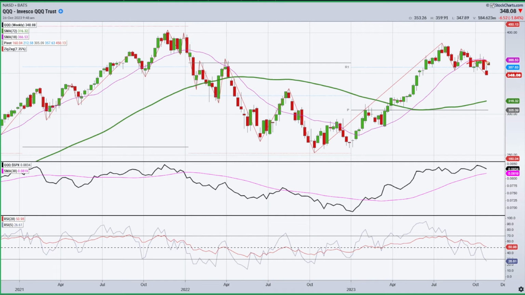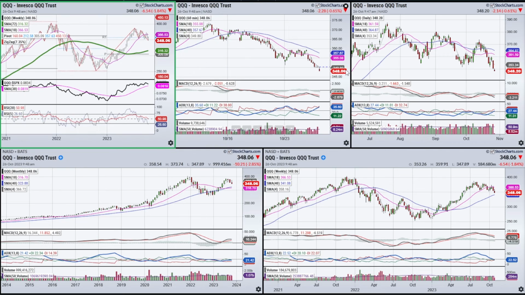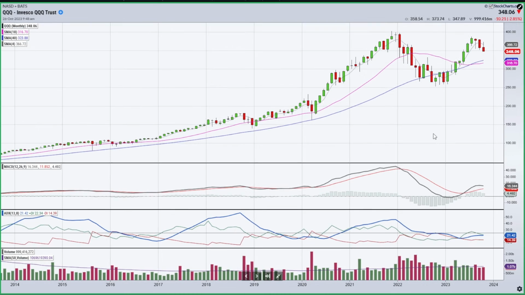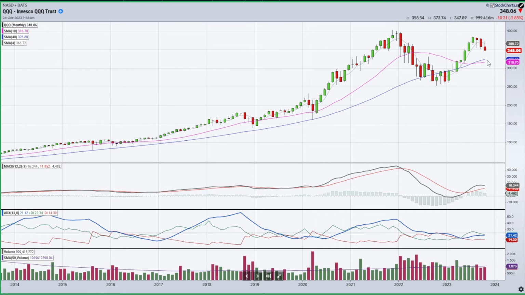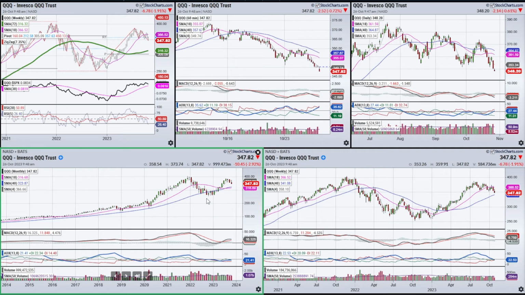You see how this line was broken? We broke this line and we're rolling it over. The next line of support is way down here. We have this air pocket. There is some risk in this index, I think, simply because look at how far away we are from the 18-month and the 40-month lines. We have a little bit of room, more so than even the S&P really.